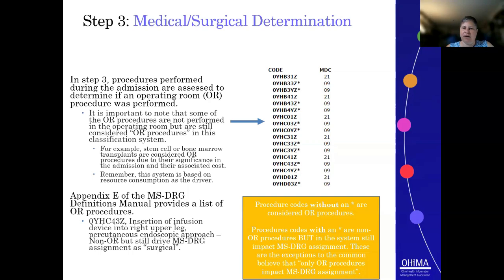But if we take a look at other ones, the procedure codes with an asterisk are non-OR procedures, not done in the operating room, but in the system, they still impact the MS-DRG assignment. So they're called OR procedures. And these are exceptions to the common belief, or I should say the common myth, that only OR procedures impact MS-DRG assignment. So again, you want to go to Appendix E.